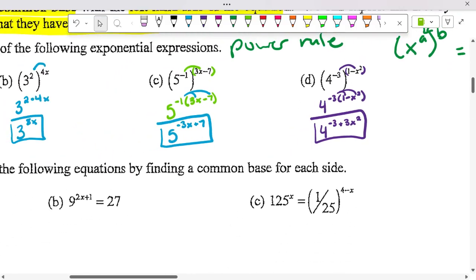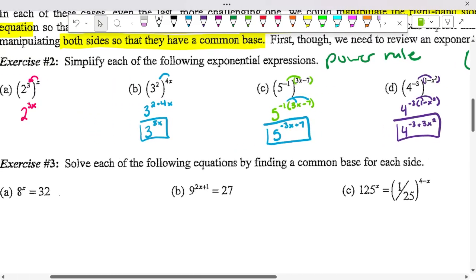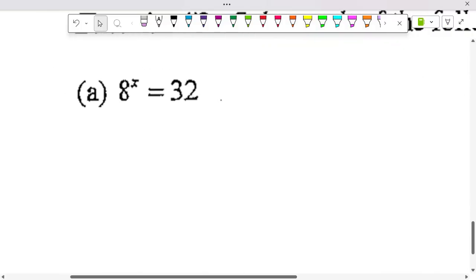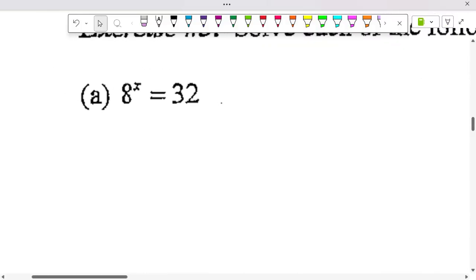All right. So now let's look at where we have to make a common base on each side. So this part especially is where your power chart is going to come in handy. Because what you're going to be looking for is a column that has both of these big numbers in it. Whatever column shares both those numbers, that's the base you use.